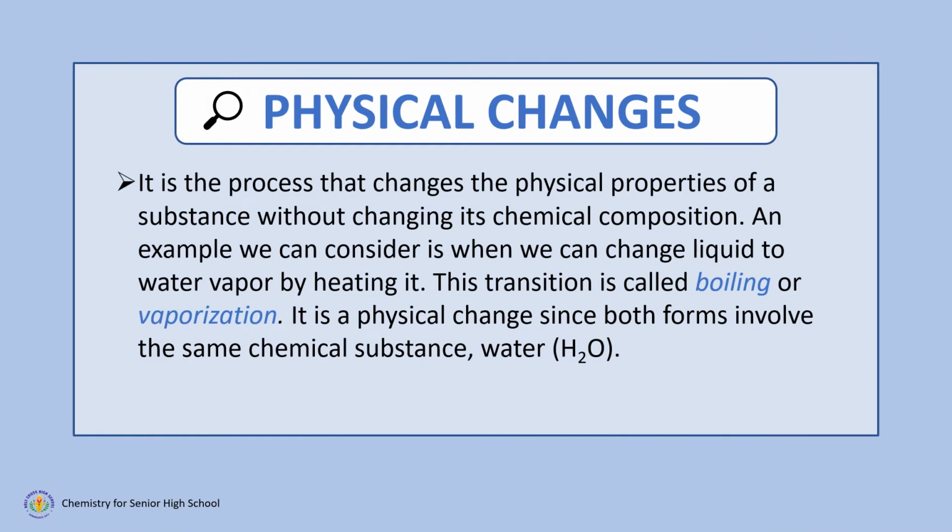Physical changes. It is the process that changes the physical properties of a substance without changing its chemical composition. An example we can consider is when we change liquid water to water vapor by heating it. The transition is called boiling or vaporization. It is a physical change since both forms involve the same chemical substance, water, which is H2O.